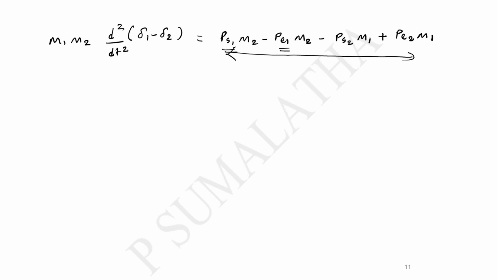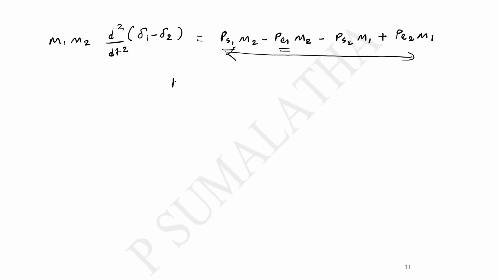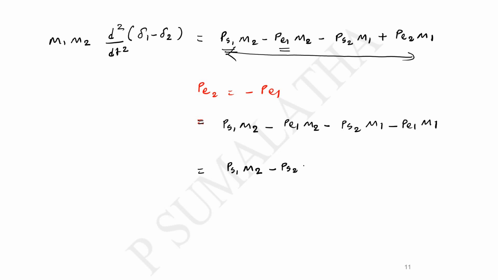So let us see what relation we have between the electrical power generated from the first generator and the second generator. If you look at this diagram, the two powers are traveling opposite to each other. That means PE2 is equal to minus PE1. Using this relation to simplify the equation, we have PS1 into M2 minus PS2 into M1 minus PE1 into M1 plus M2 when we take PE1 common.